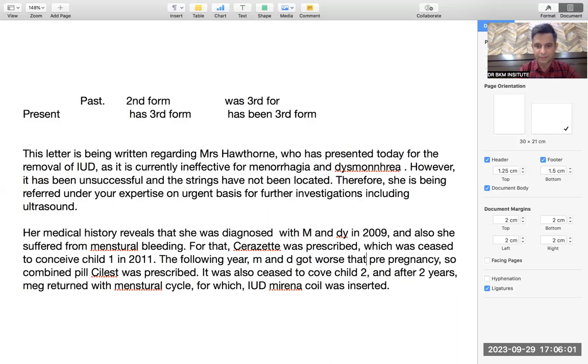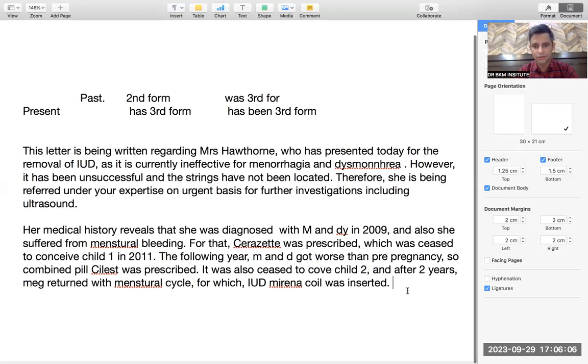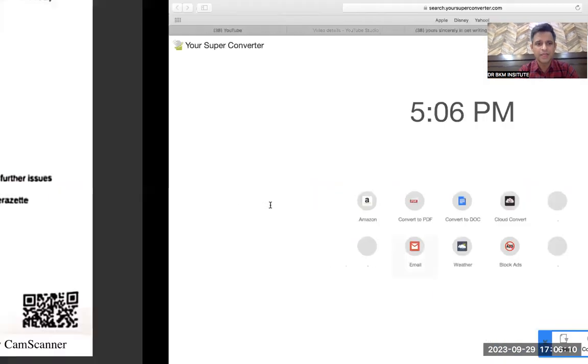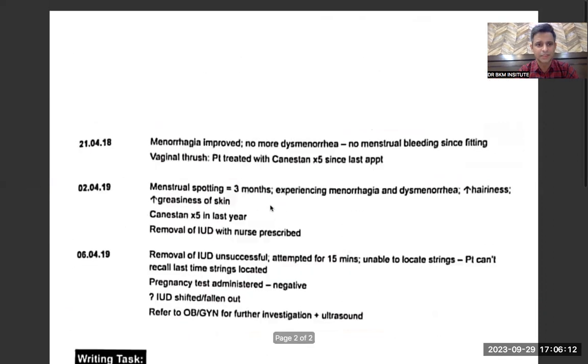Then pre-pregnancy, then word was given, then means comparison. That's it. Done. It's all good. It sounds good. Now let's go to the next page. Again, making it as simple as possible. Next page. Let's see what is the next page.